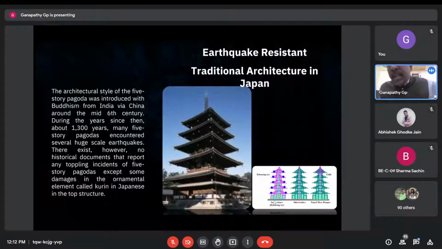There is an earthquake resistant traditional architecture in Japan. This is a temple, a 1300 year old temple. Several huge earthquakes have hit this temple, but none of them damaged the structure, because it was designed so that the building will shake but won't be damaged. The architect who came to India at that time learned the technique from India, went back, and constructed the temple in Japan. But we don't have such temples in India currently.